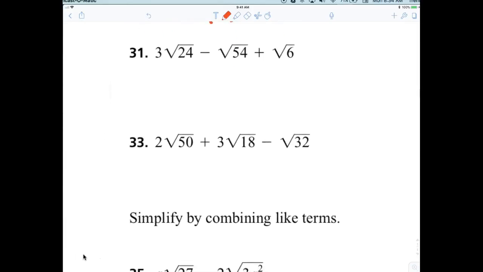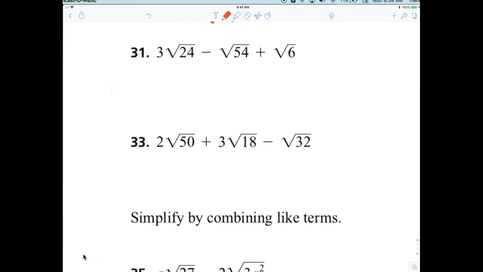All right. 24. Do 6. And so it'd be 6 radical 6, and then it would be negative 3 radical 6, and then plus radical 6, and it's 4 radical 6.